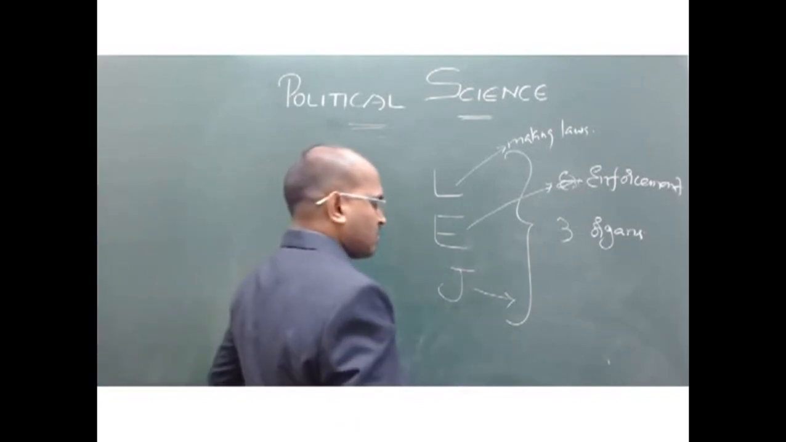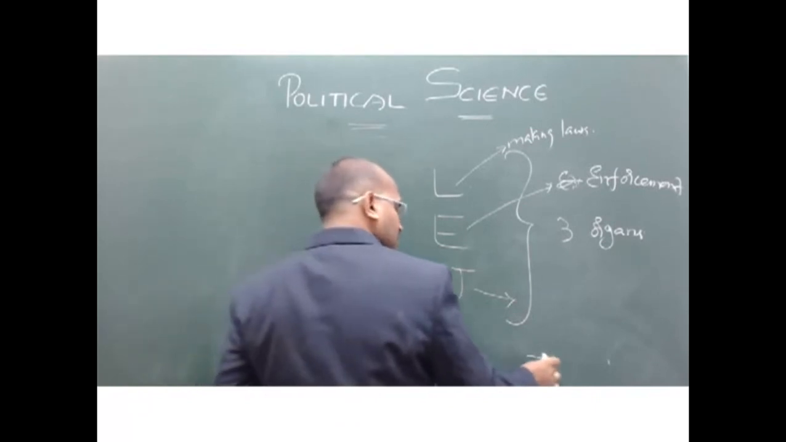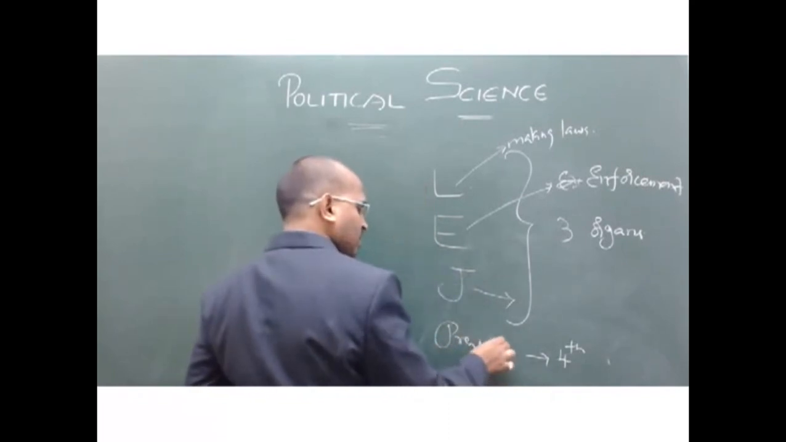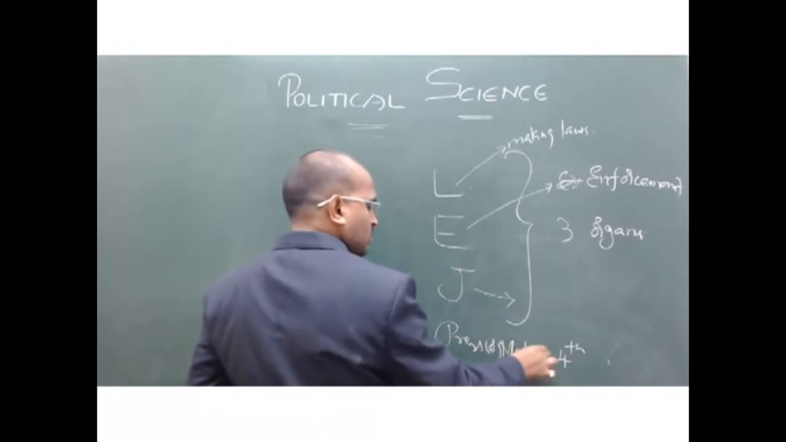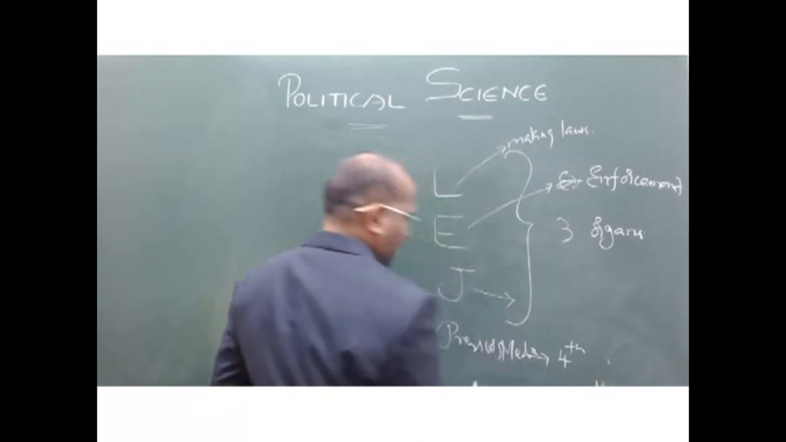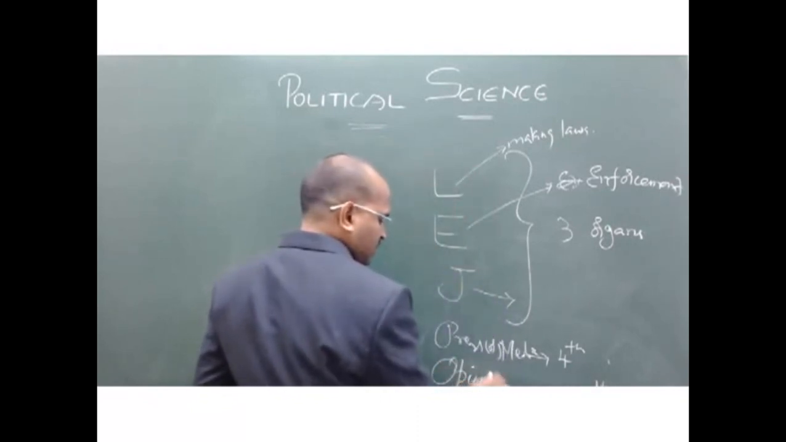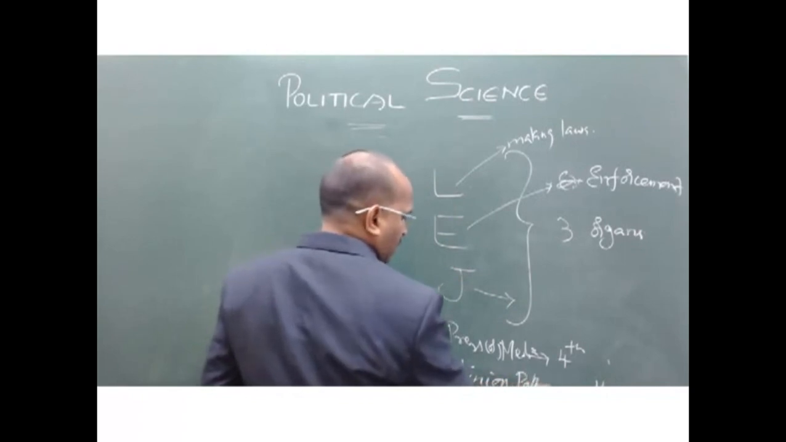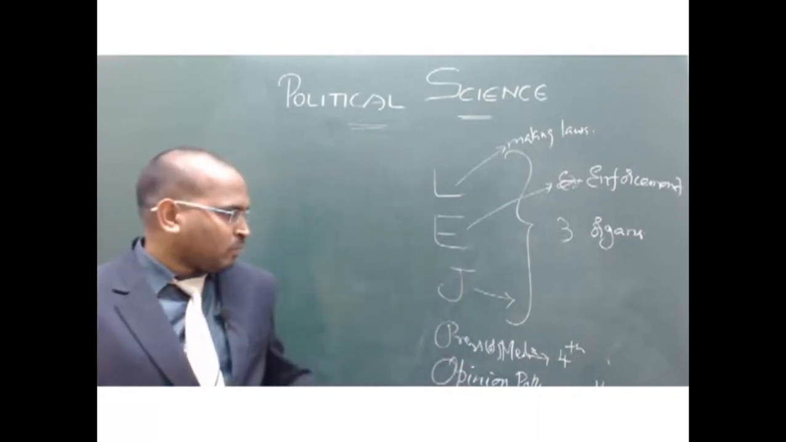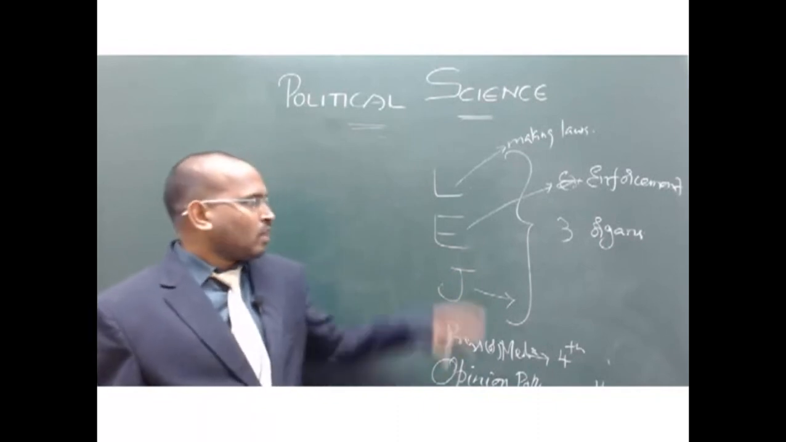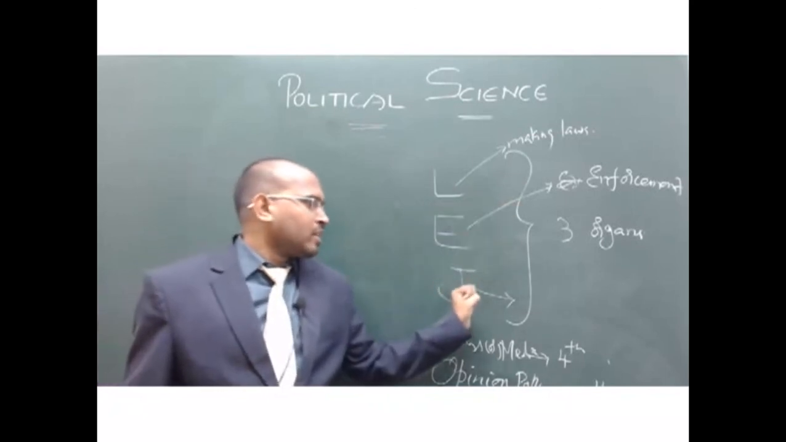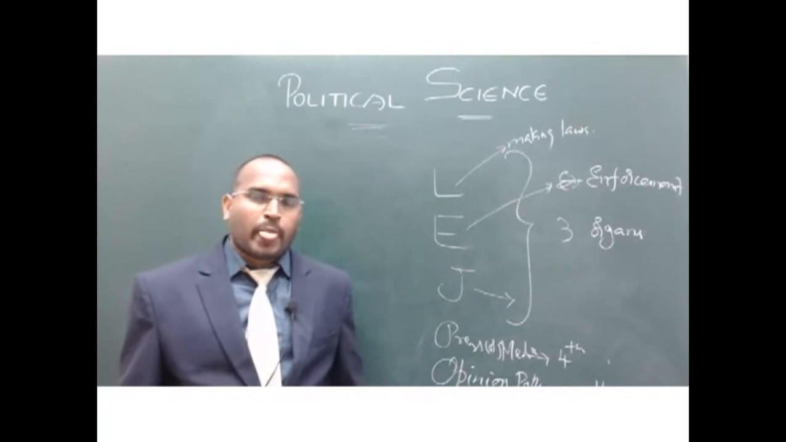These are the three wings. The fourth wing is the press or media. It is the fourth organ. The fifth one, the fifth estate, is opinion polls. Like this, three organs are there: one for making laws, one for enforcement of the laws, and one for the adjudication of the laws.